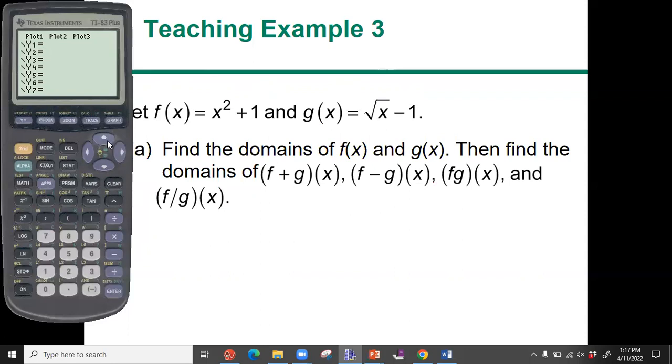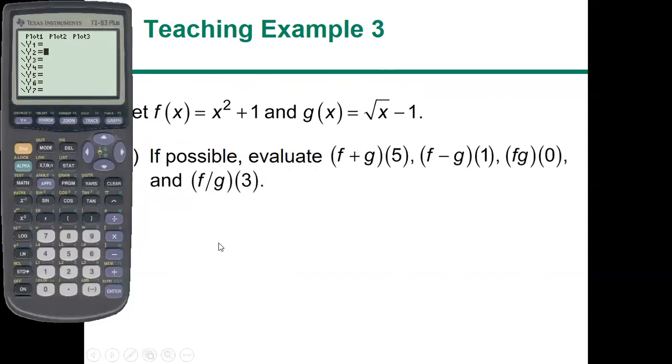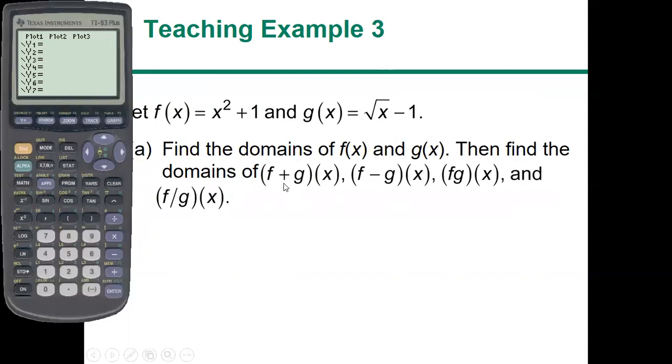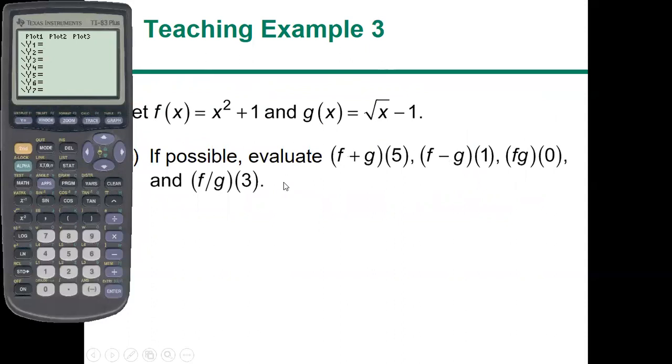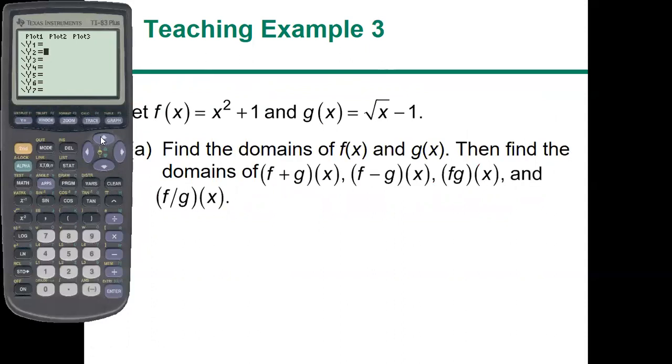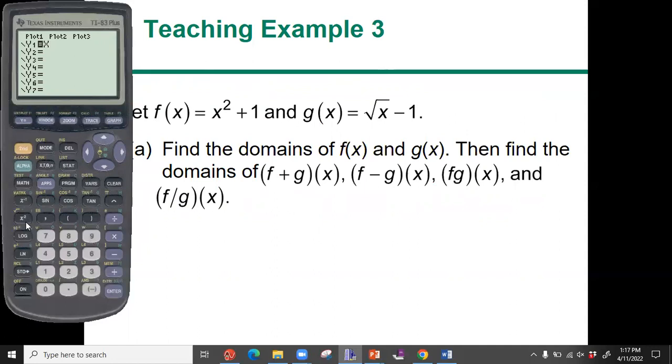So we're going to do f plus g of x. So I'm going to type in x squared plus 1. And I'm going to type in square root of x minus 1. Now, what's kind of nifty about this calculator is that if I'm looking for f plus g, well, that's my y1 and my y2.